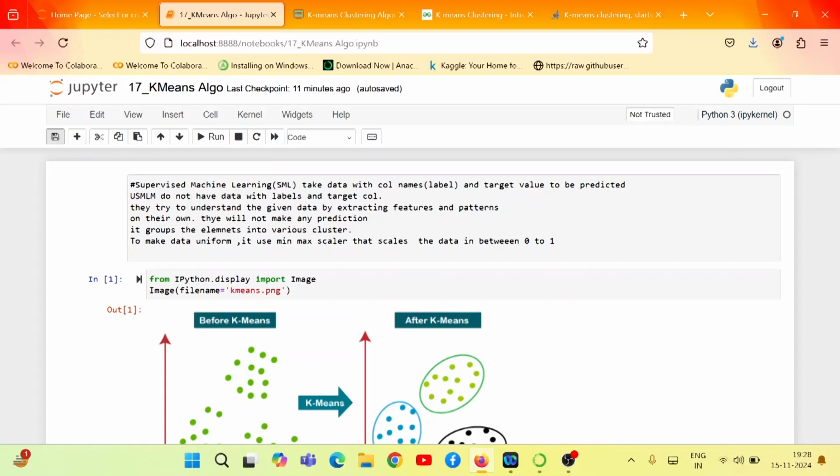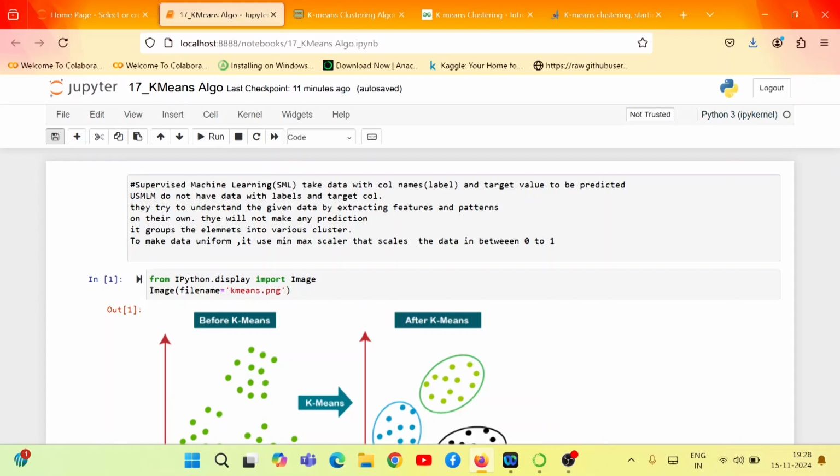Today we will discuss one of the famous unsupervised machine learning algorithms, the k-means algorithm. Now let us discuss the k-means algorithm. The k-means algorithm is an example of unsupervised machine learning modeling.